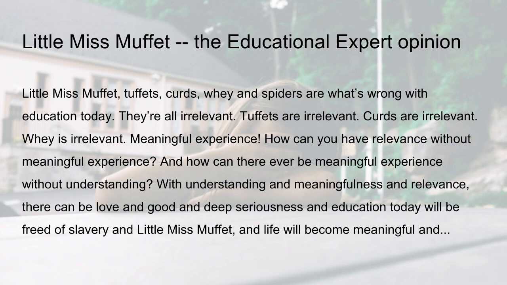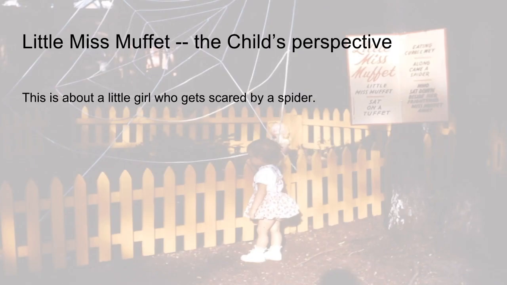So, from this perspective, Miss Muffet is not about a child and a spider. It's not about protecting Homeland Security. It's about a girl who spends her resources on totally irrelevant things, and teachers who use that experience to create an equally irrelevant learning experience for their students. There's always the child's perspective. This is about a little girl who gets scared by a spider.